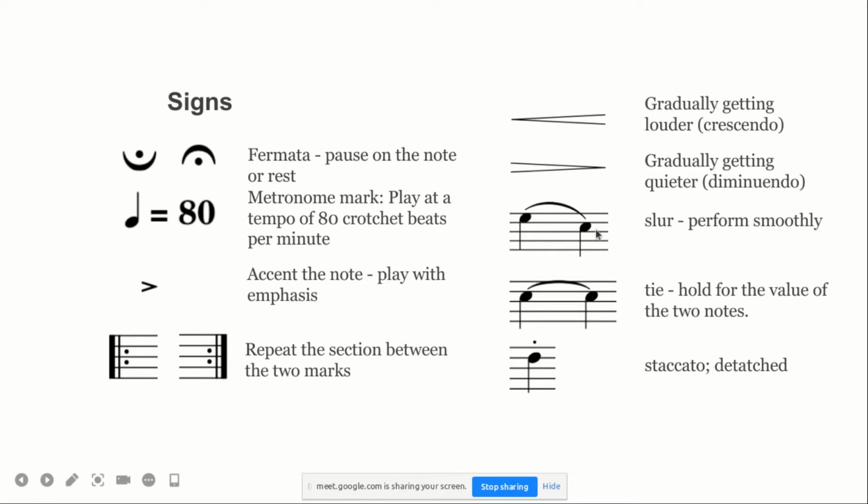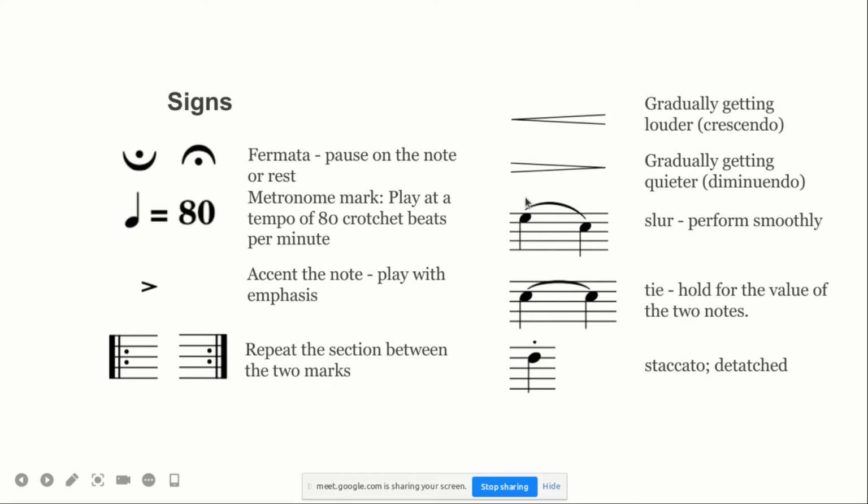Then we have two notes connected by a curved line, and this usually means a slur, and a slur has the same meaning as legato. So this is a slur, and it means perform smoothly. And then if the notes are connected with a curve and they are on the same space or on the same line, then that is not a slur, it's called a tie.